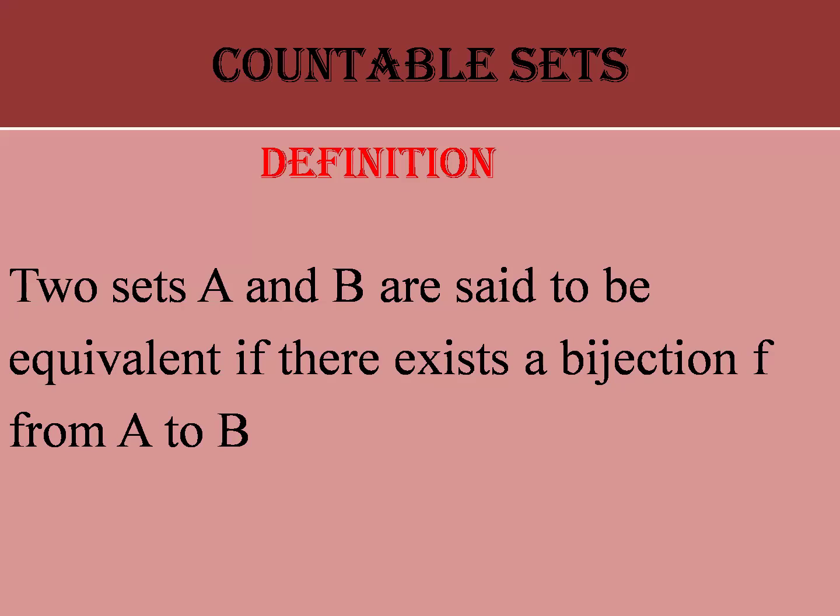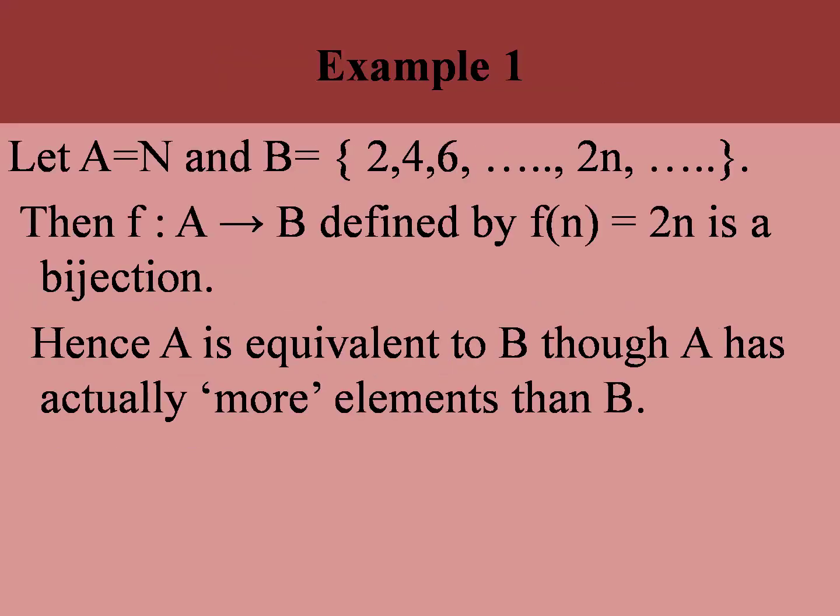Here we take two sets A and B. A and B are said to be equivalent. We define the map f from A to B. If there exists a bijection from A to B, then we say that A and B are equivalent, or A is equivalent to B.